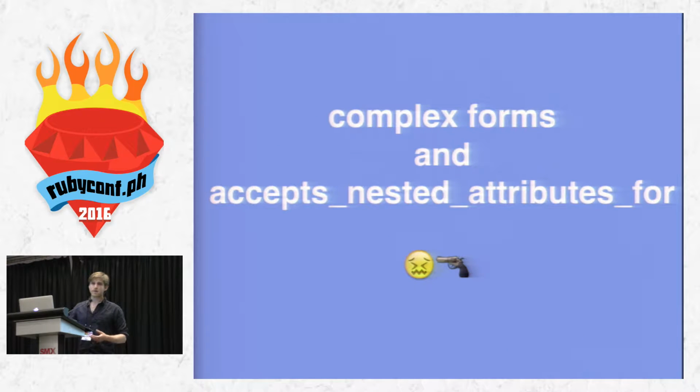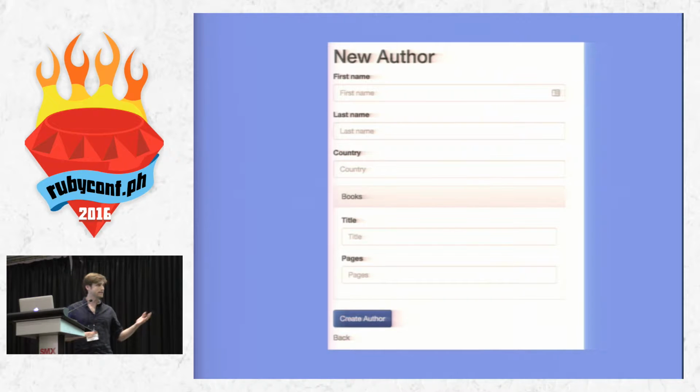So complex forms and accepts nested attributes for. You can use complex forms and accepts nested attributes for if you want to create two resources at the same time. So here is a complex form, and it's actually not even that complex. I have an author, and I want to be able to create books that belong to the author at the same time.